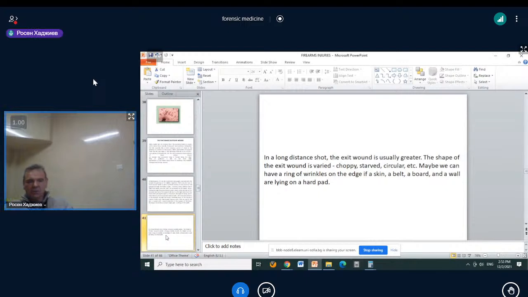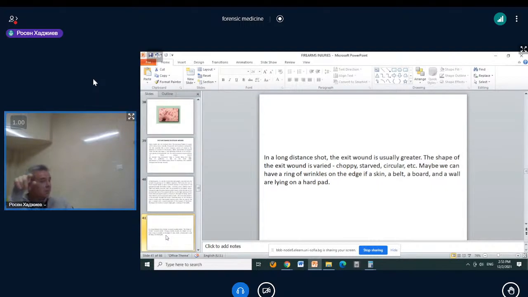In a long distance shot, the exit wounds are usually greater. The shape of the exit wounds is different. They're going to be circular, starved, choppy. Maybe we can have a ring of wrinkles on the edge if a skin, a belt, a board, or a wall are lying on a hard part. In these cases, it's difficult to figure out which is the entrance wound and which is the exit wound.